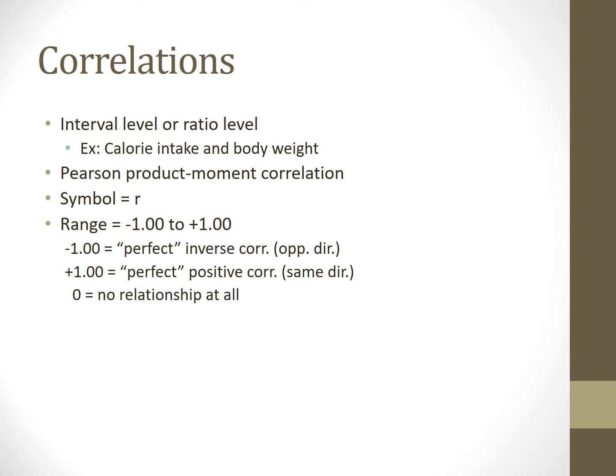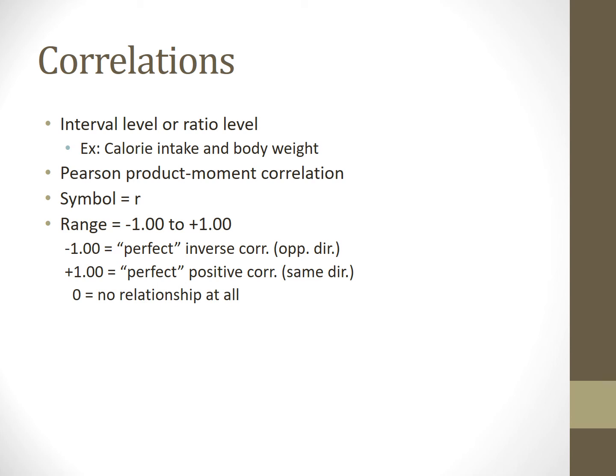In our literature in communication and social science, they usually use the Pearson product moment correlation. That's what they'll call it, Pearson R. R is the statistic used. That's the symbol for correlation, an R. So get used to seeing that in the literature. R equals.